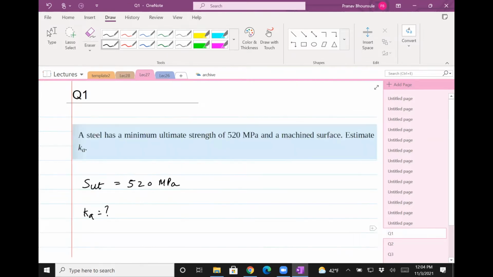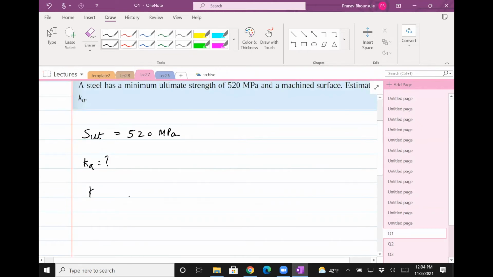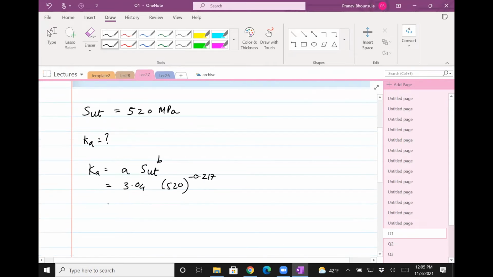Back, write the formula for Ka: A times SUT raised to B. A from the table is 3.04. SUT is 520, and that should be in MPa. And B is minus 0.217. So when you do the calculation, it comes out to be 0.78, and that's your answer. Yeah, it's very straightforward.